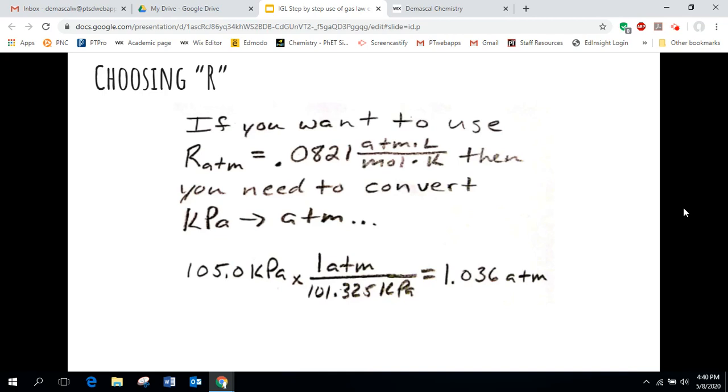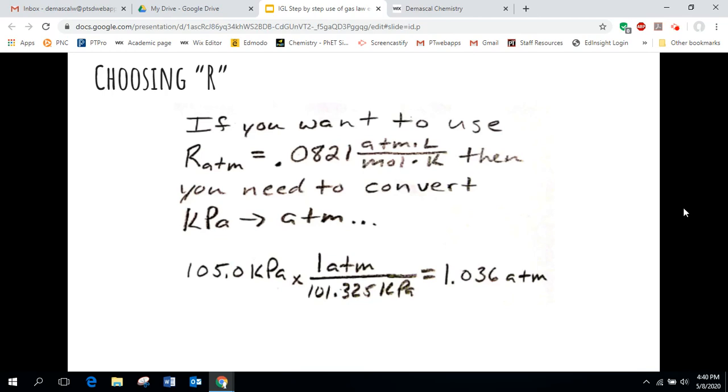If you want to use the R value that you're probably most comfortable with or most familiar with from what we've done so far, which is 0.0821 atmospheres liters over moles Kelvin, if you want to use that R value in your calculation, that's fine. You just need to convert your kPa to atmospheres using dimensional analysis real quick.